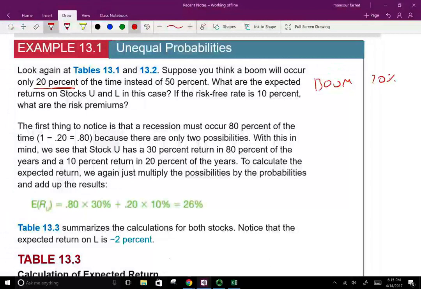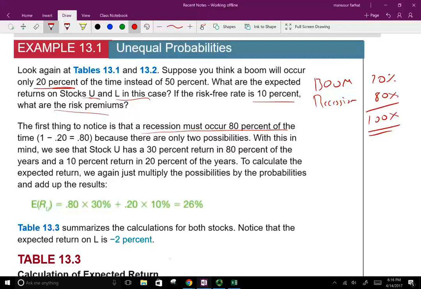What are the expected returns on stock U and stock L in this case? If the boom is 20%, then obviously the recession should be 80%, because they have to add up to 100%. If the risk-free rate is 10%, what's the risk premium? So the first thing to notice is that the recession must occur 80% of the time.